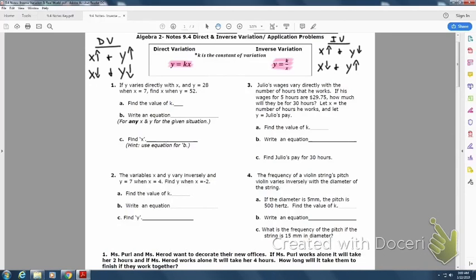Variation means what? Different, okay, how things change. So your k value is constant as x and y change. So just kind of think of that.